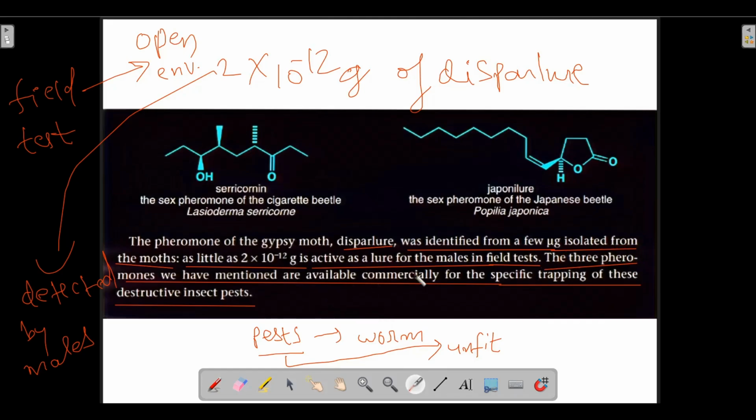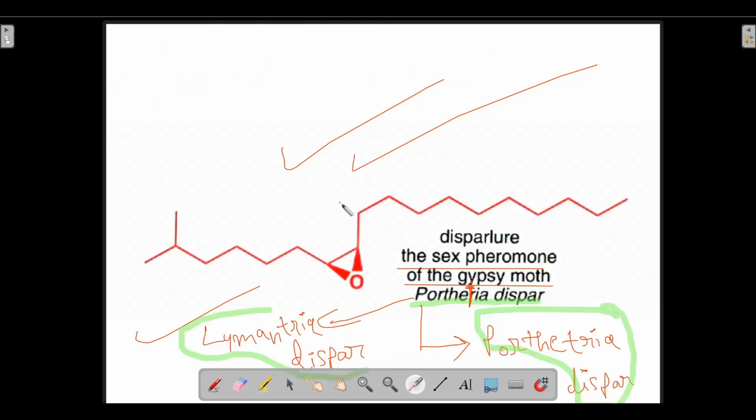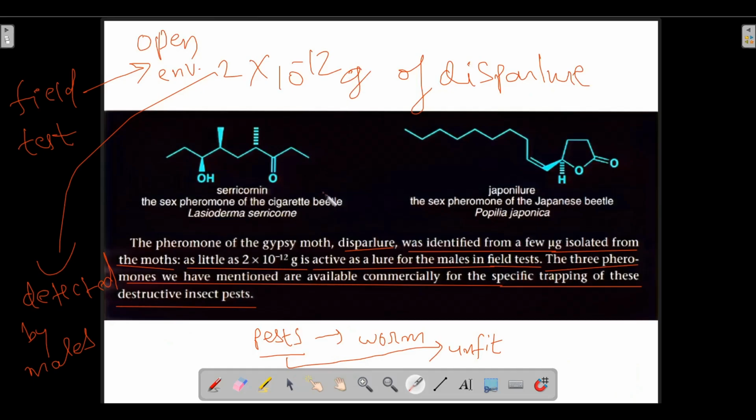So the three pheromones we have mentioned, sericornin, japoniller, and disparlure, these three pheromones are available commercially. They are available commercially for what purpose? For the specific trapping of these destructive insect pests.